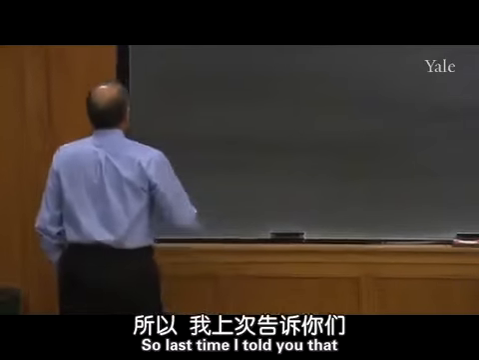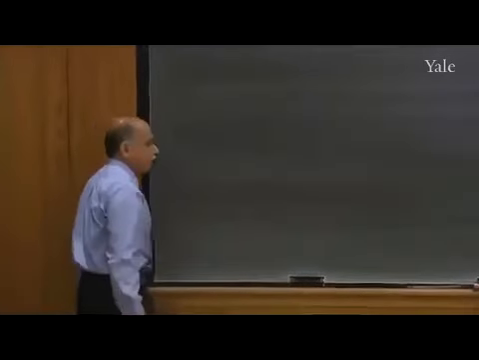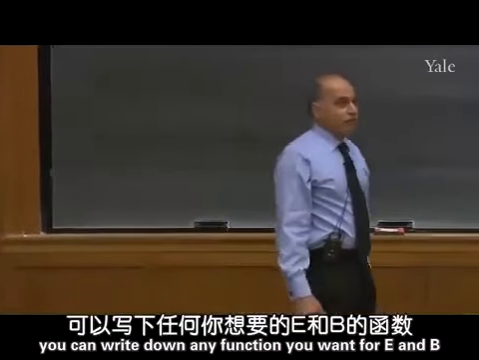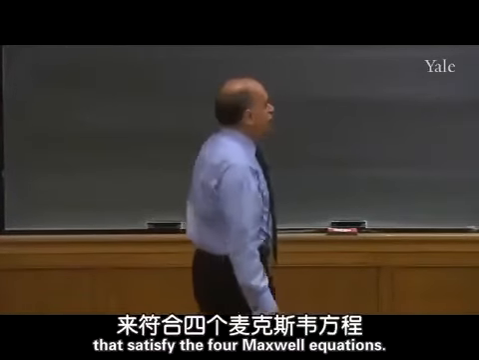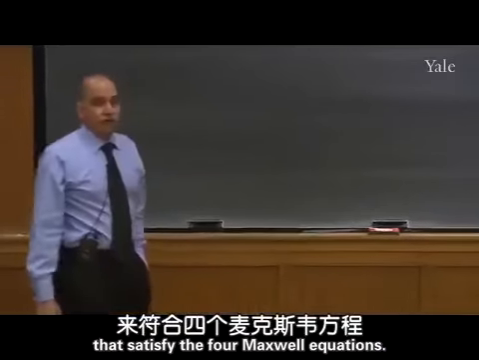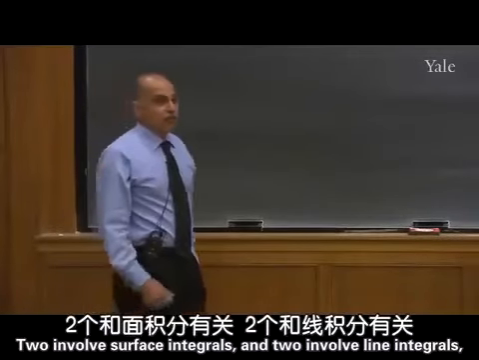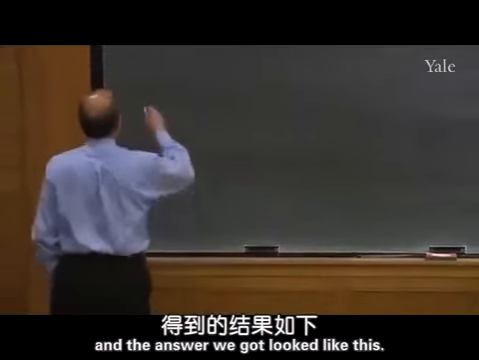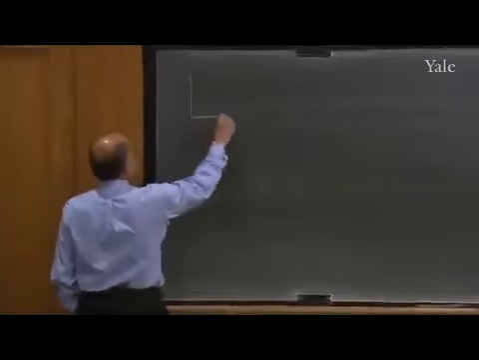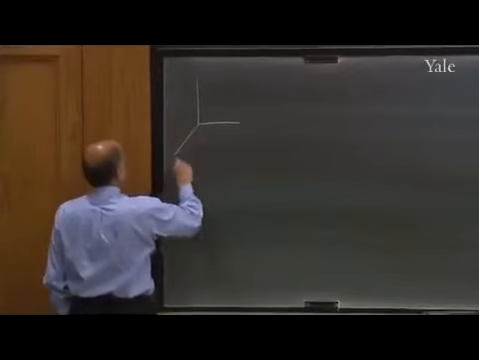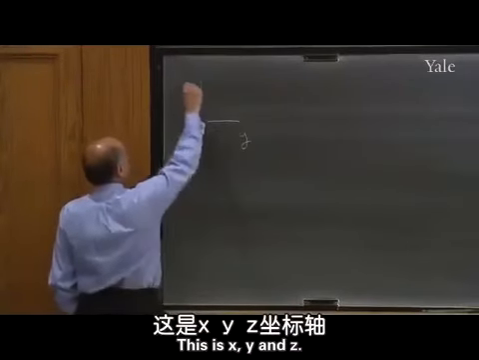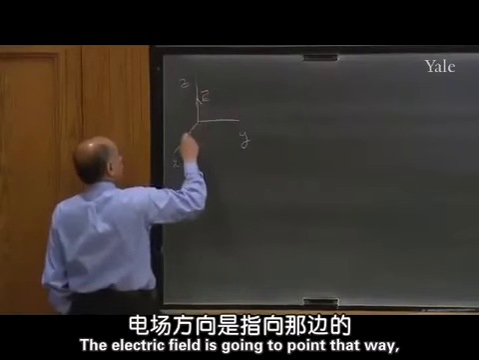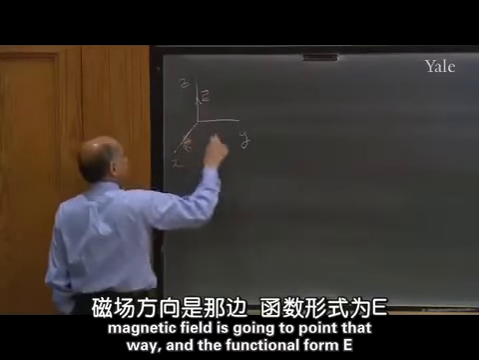So last time I told you that if you want to solve Maxwell's equations in free space, you can write down any function you want for E and B if they satisfy the four Maxwell equations. Two involve surface integrals and two involve line integrals. And the answer we got looked like this. This is x, y, and z. The electric field is going to point that way. Magnetic field is going to point that way.